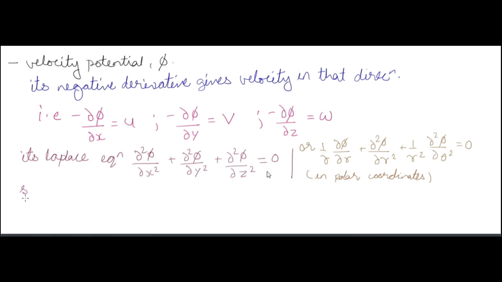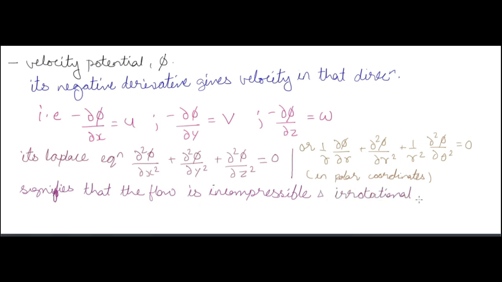Or in polar coordinates, 1 by r into dou phi by dr plus dou square phi by dr square plus 1 by r square into dou square phi by d theta square equals 0. The dou square terms mean double differentiation has been done. Its Laplace equation signifies the flow is incompressible and irrotational.